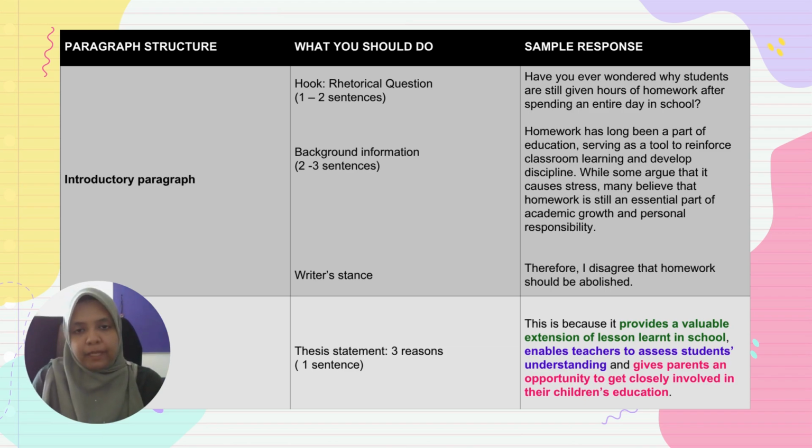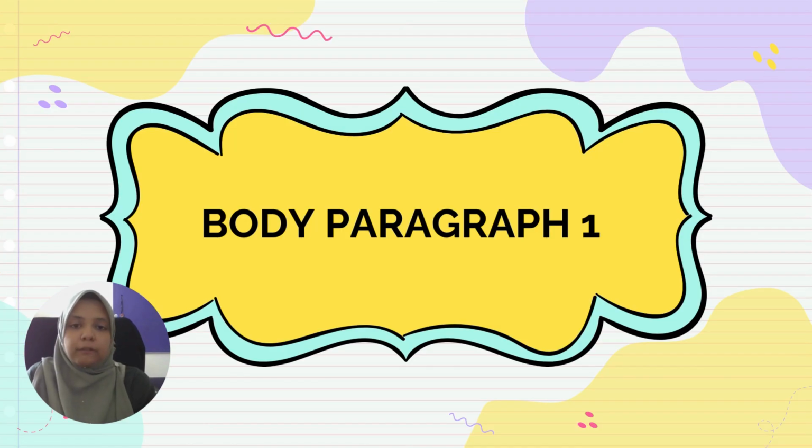Now, the thesis statement. Like I mentioned just now, in a thesis statement, you need to include three main points that are aligned with your stance just now. All right? For example, this is because. Now, why do you disagree that homework should be abolished? Because, number one, it provides a valuable extension of lessons learned in school. Number two, it enables teachers to assess students' understanding. And point number three, it gives parents an opportunity to get closely involved with their children's homework. Right? Here are the three main points. So we are done with the first paragraph, introduction. Now, moving on to the next paragraph, this will be the first body paragraph.